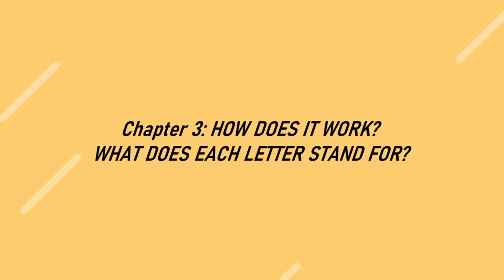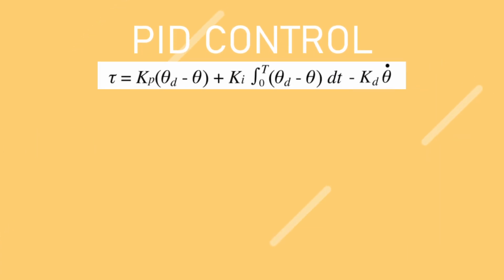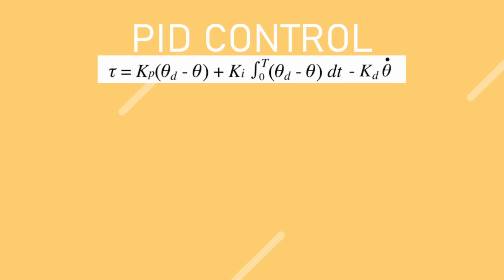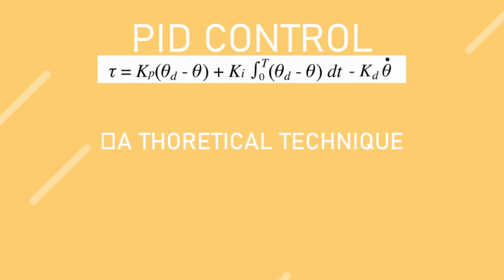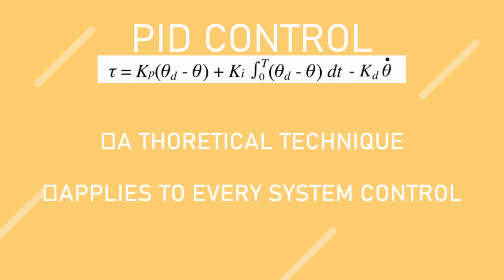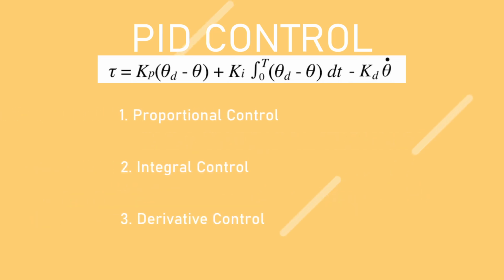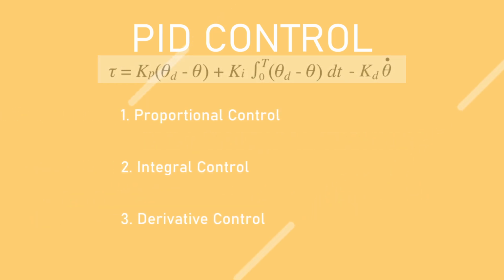Chapter 3. How does it work? What does each letter stand for? So, in the last chapter, I talked about how PID control is a calculus algorithm. There is more to it. The PID algorithm is a theoretical technique that applies to every system control. And PID, as its name, consists of 3 elements: proportional, integral, and derivative. Let's get deeper on each of them.